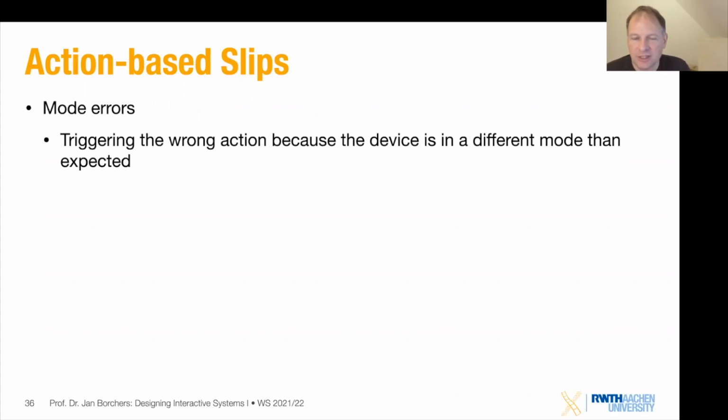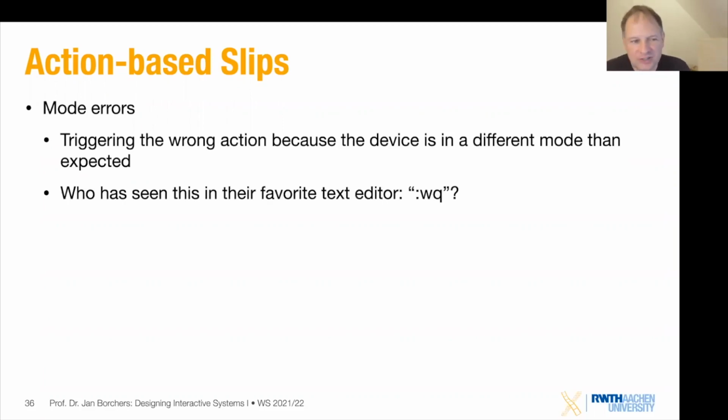So I have a really geeky question, but I want to see if anybody's out there who gets it. Who of you has seen this letter sequence in files in their favorite text editor? A colon, a W, and a Q. Janvi, go ahead. Yeah, in the Vim editor. Yes, exactly. Do you want to explain what that sequence normally does? Yeah, it's for exiting the file. Exactly. So thanks, Janvi, for sharing.